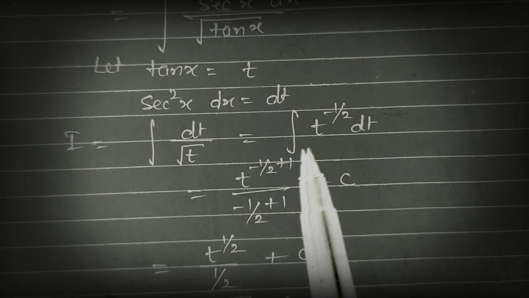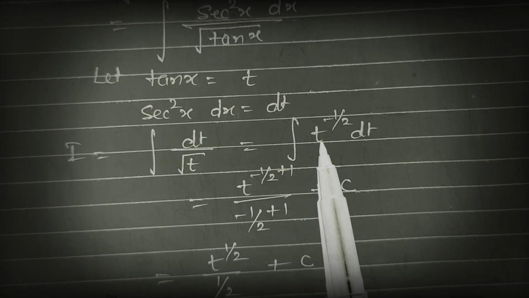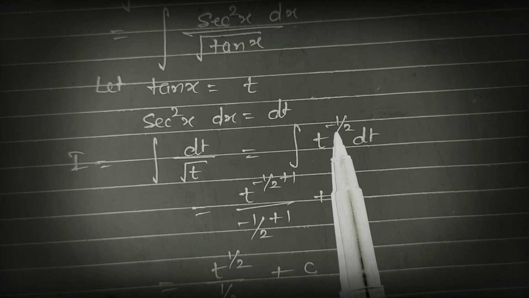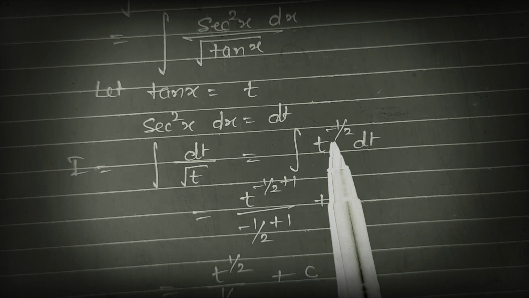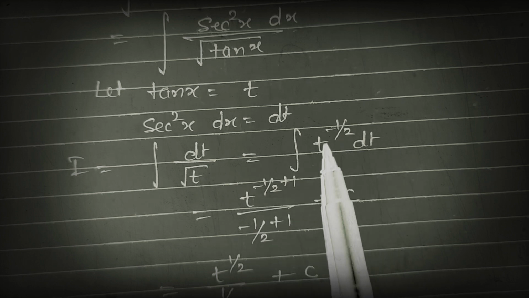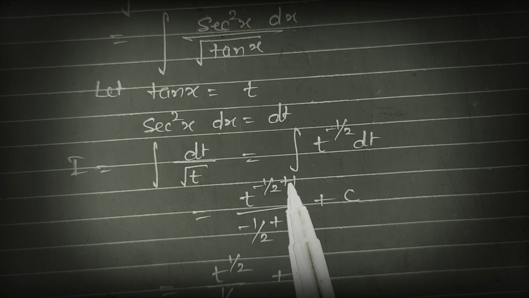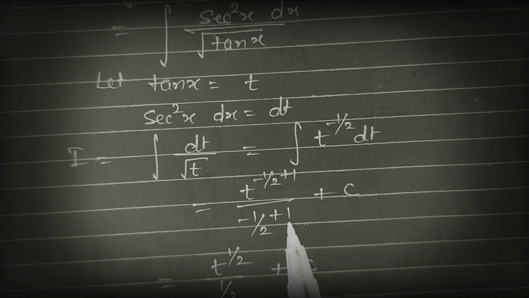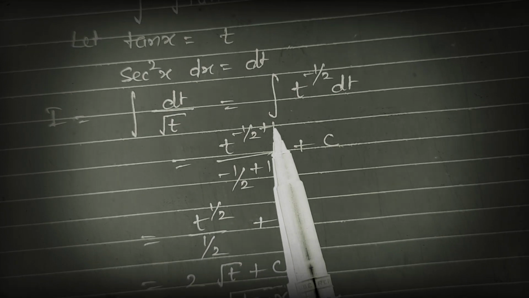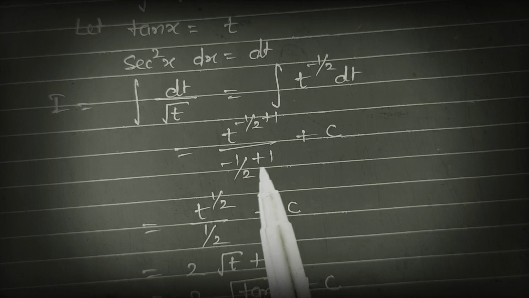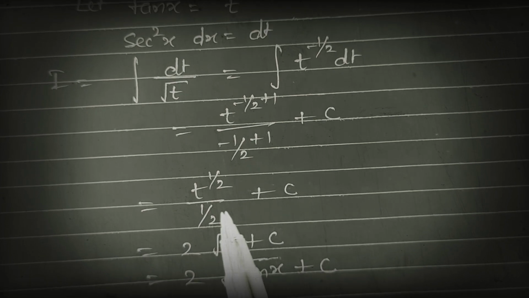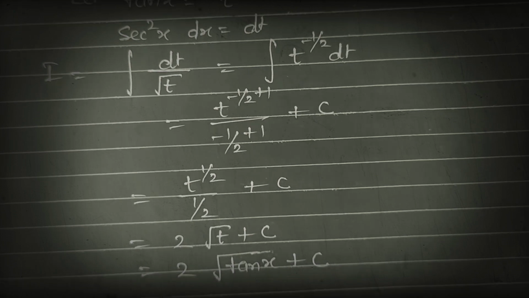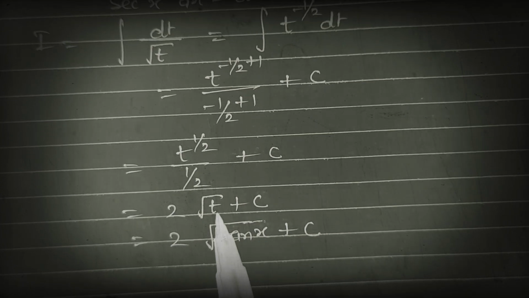Now root t we can write as t power 1 by 2, and if it is in the denominator, then t raised to power minus 1 by 2 in the numerator, dt. The integration of t raised to power n is t raised to power n plus 1 upon n plus 1, plus c. So minus 1 by 2 plus 1, here also minus 1 by 2 plus 1. So 1 minus 1 by 2 is 1 by 2. So t raised to power 1 by 2 upon 1 by 2 plus c. The 2 multiplies in the numerator, so it is 2 root t plus c.